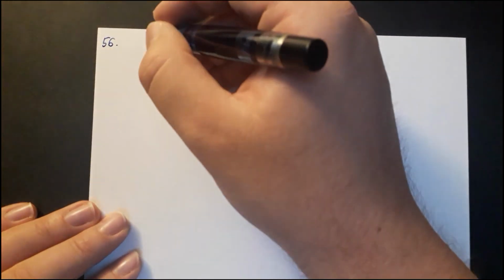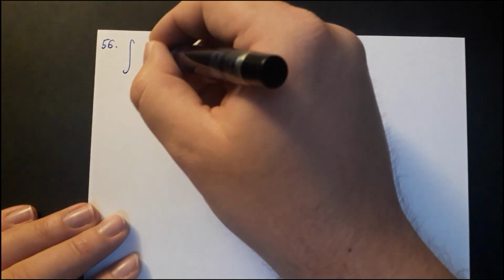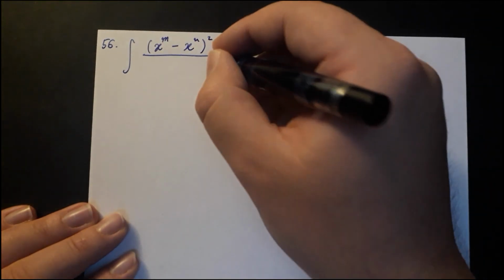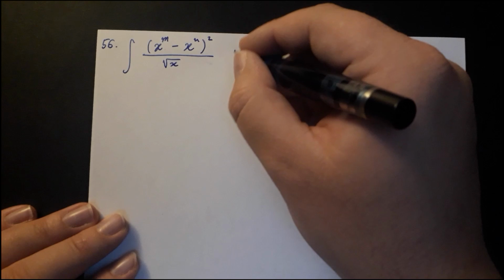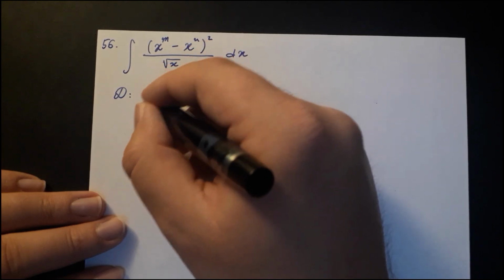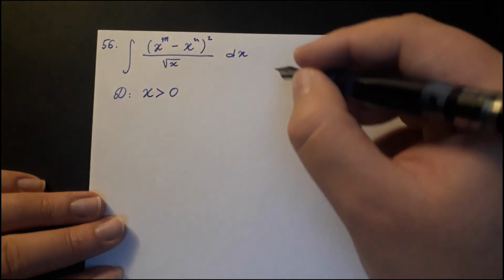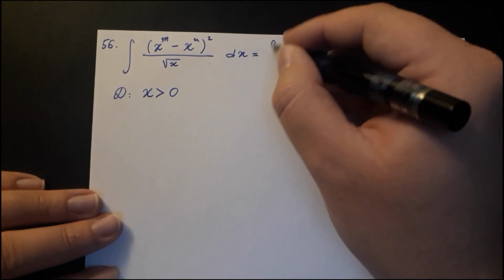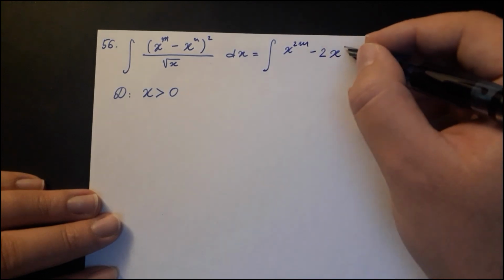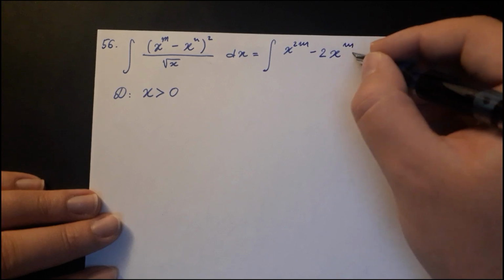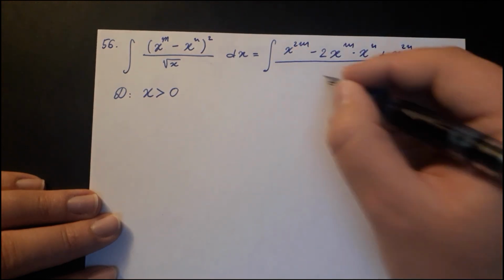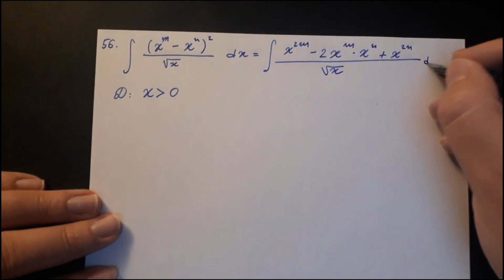Integral number 56 on our list is an integral of x to the power m minus x to the power n squared divided by a square root of x dx. Area in which this integral is defined is for all x's which are strictly larger than 0. This is then equal to an integral of x to the power 2m minus 2 times x to the power m times x to the power n plus x to the power 2n divided by a square root of x dx.